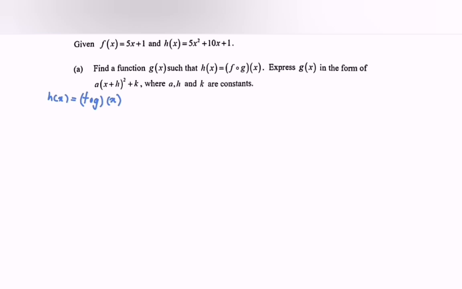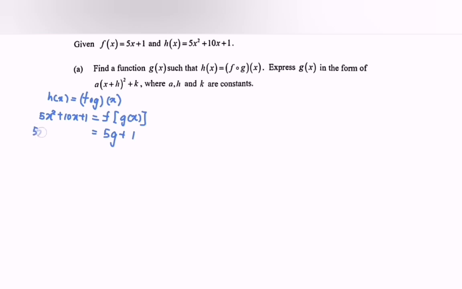So can you substitute the situation? We have 5x squared plus 10x plus 1 equals f of g. So for f, we have g, the function g(x). So kindly substitute the function g(x) into f, where we have 5g plus 1. So that is the situation.